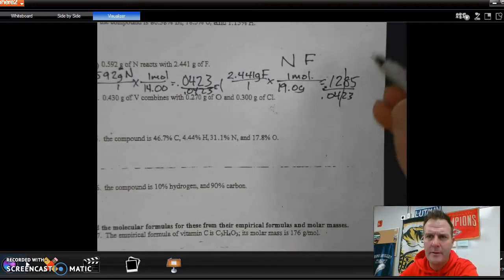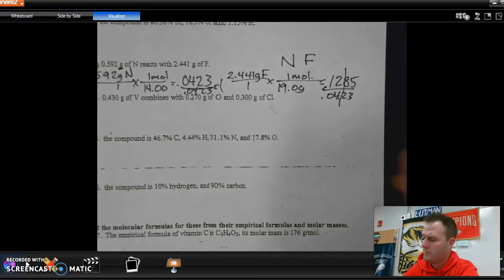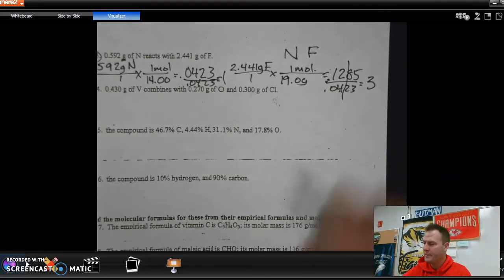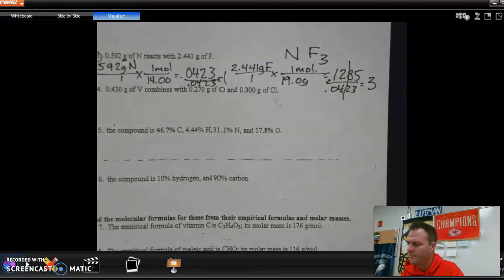You can look at this. Use your noggin here, folks. What is 12 divided by 4? Don't even use a calculator. Look at your numbers. Okay? So we have NF3.